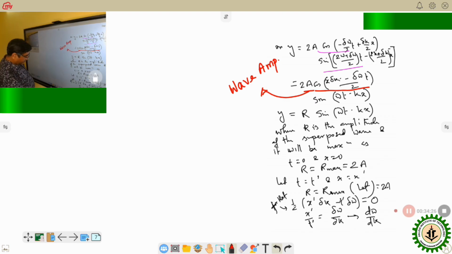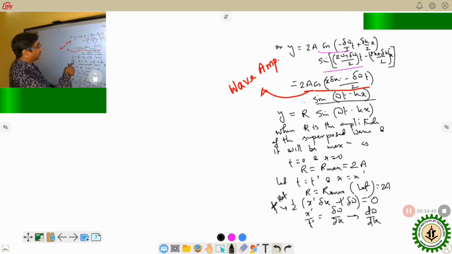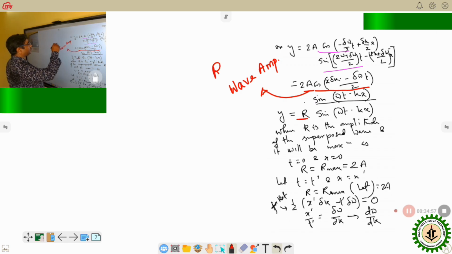Sine of omega t plus or minus kx. So we have obtained our wave as it is, besides which there is a wave amplitude. Let us consider our wave amplitude as R. So what is R, and what terms are present in R? R is 2a cos of (x delta k minus delta omega t) by 2.